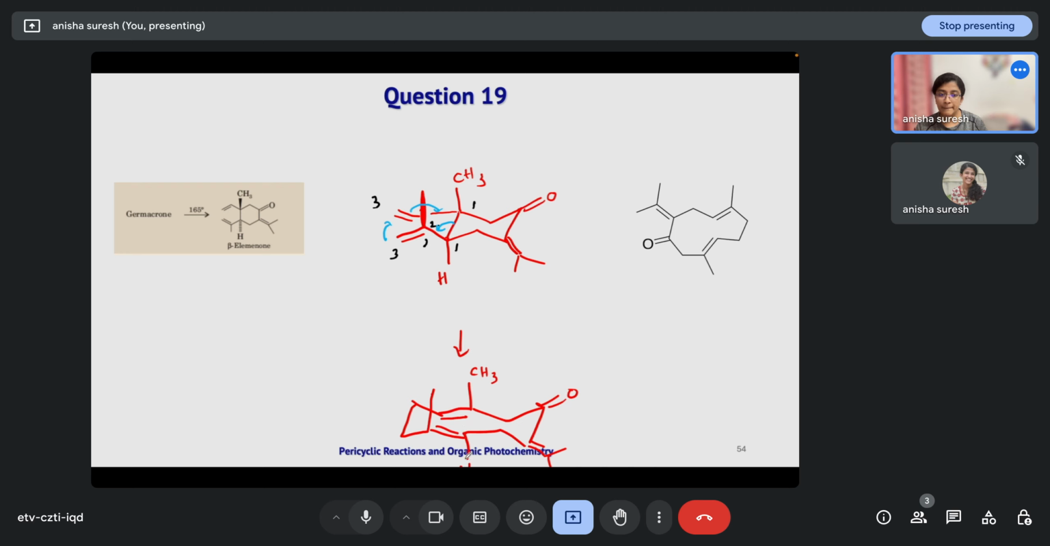This is the structure of germacrone. So here this, one second, I will draw a little more clearly. This is the hydrogen.